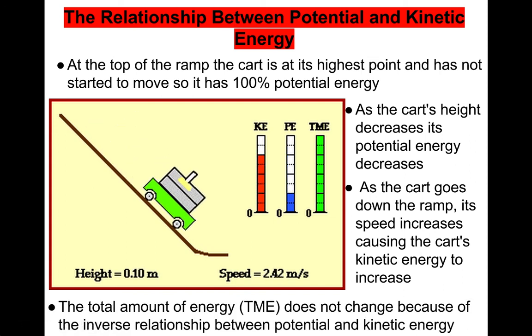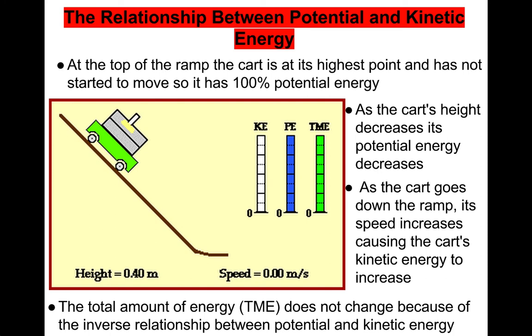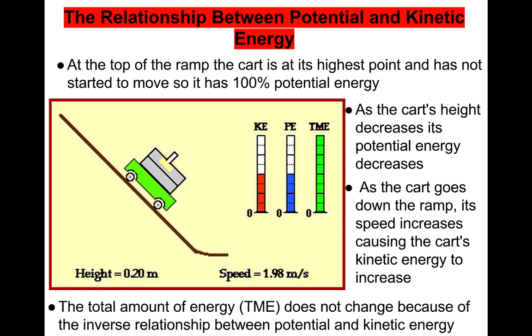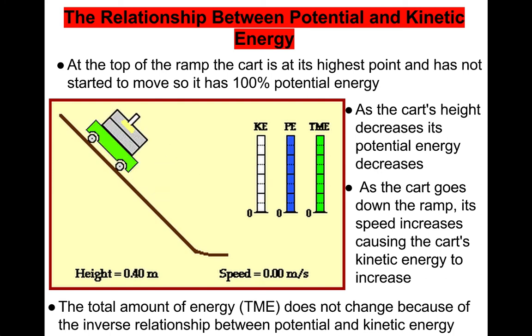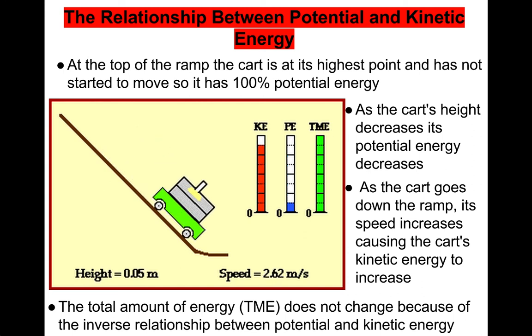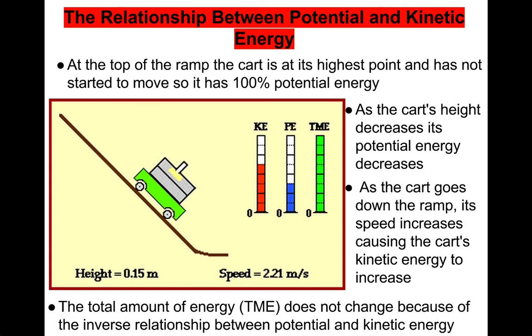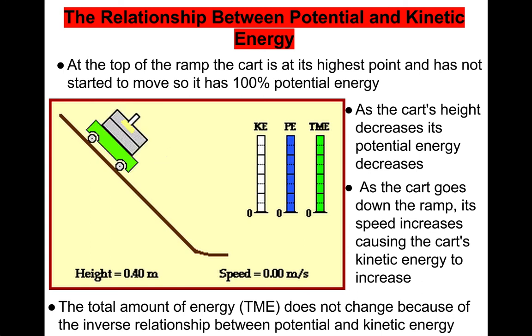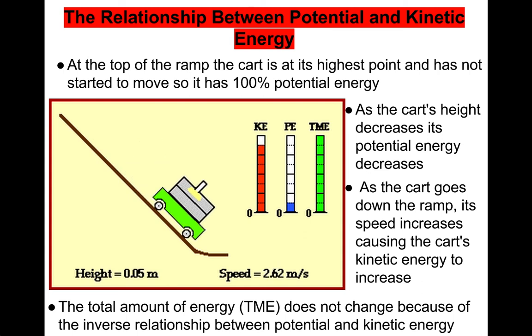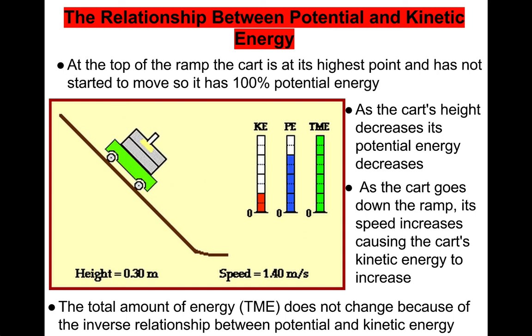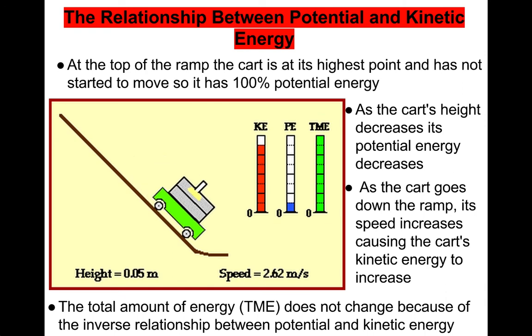So the total amount of energy doesn't change because of the inverse relationship of potential energy. So if we start out with 10 joules of potential energy and 0 joules of kinetic energy, right, that's going to change. So you could have 9 and 1, 8 and 2, 7 and 3, 6 and 4, 5 and 5, 4 and 6, and you get the point.